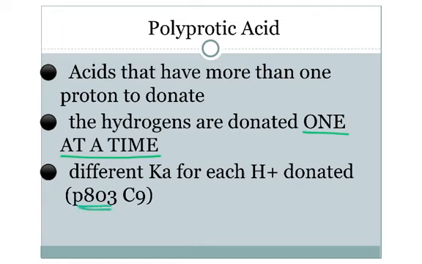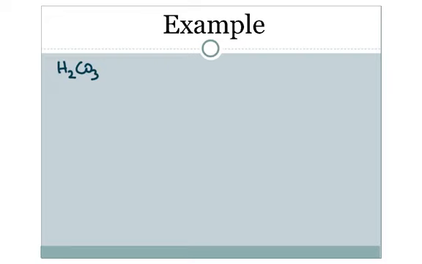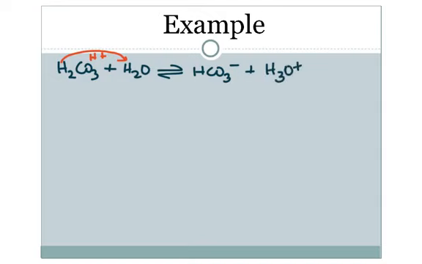So our Kas are still on page 803, but it's a different table. It's the one right at the bottom called C9. It shows you some examples. I'm going to show you a couple of them right now. Let's consider carbonic acid, H2CO3. It is a diprotic acid. It has two H's. And again, when I pair it with water, the important thing is that only one H plus will travel at a time. If I take only one H plus away, I'll be left with HCO3 minus, and I will make H3O plus. That's the first part.